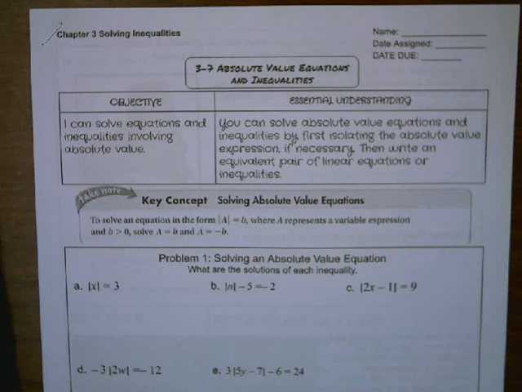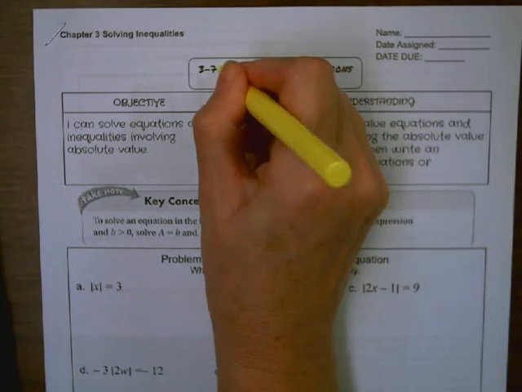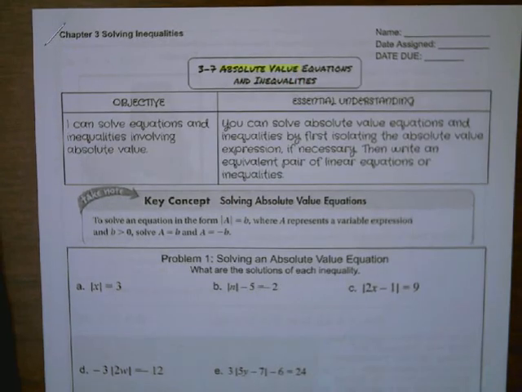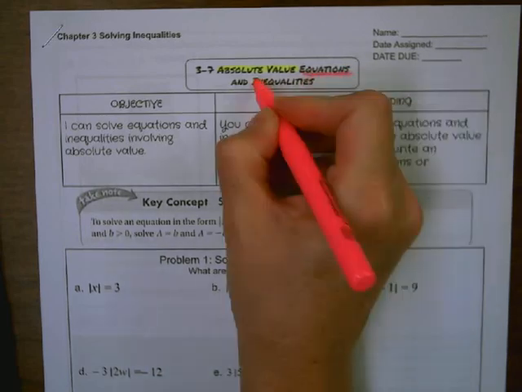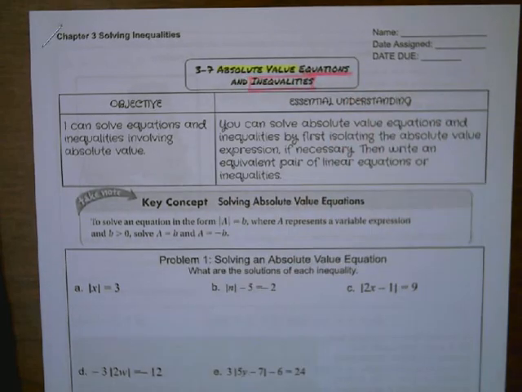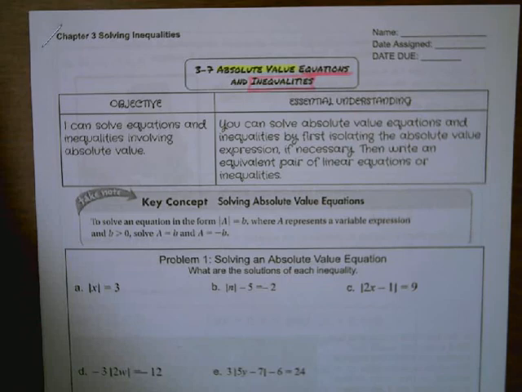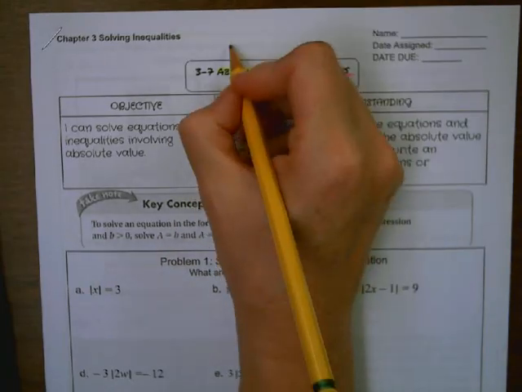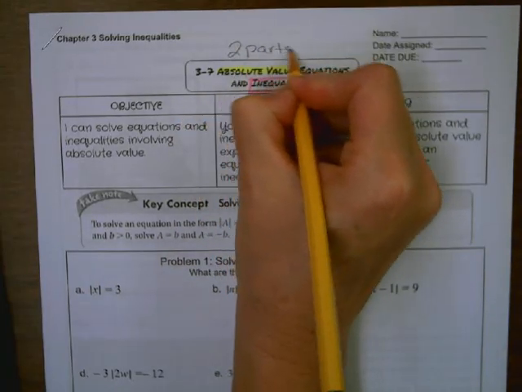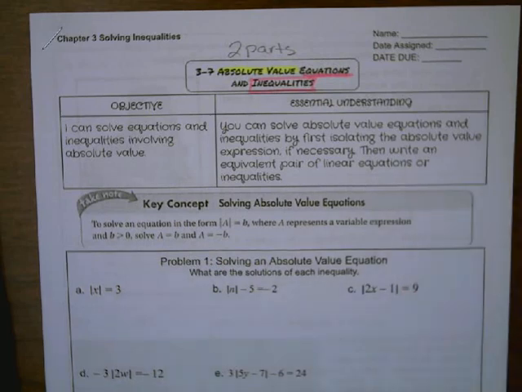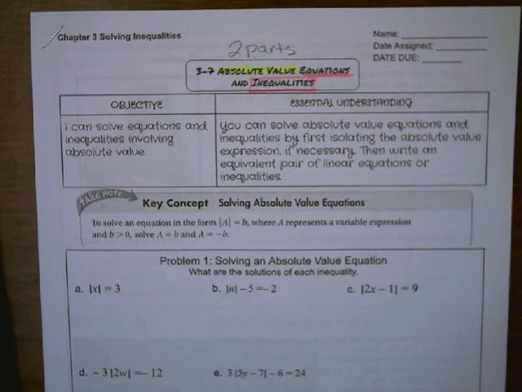All right, next lesson. Lesson 3.7 is absolute value equations and inequalities. We are going to break this lesson into two parts. So we will take 2 days on this lesson because this is some new content for algebra, okay?